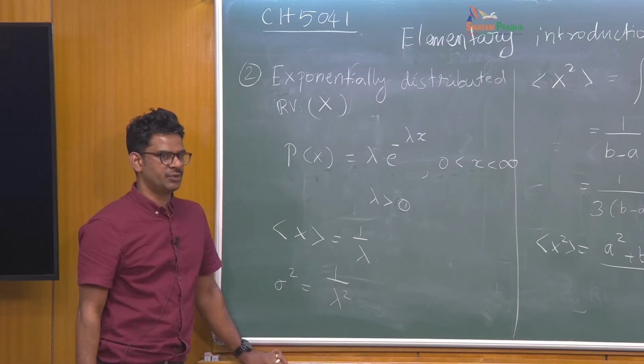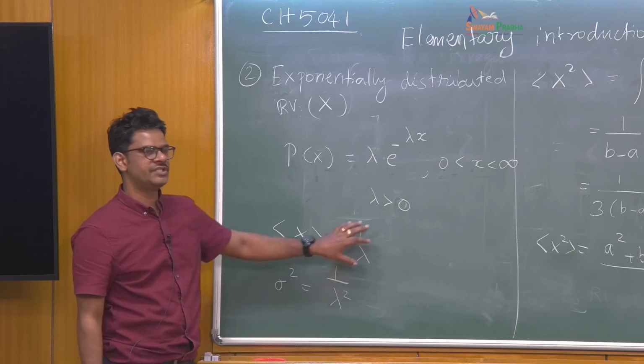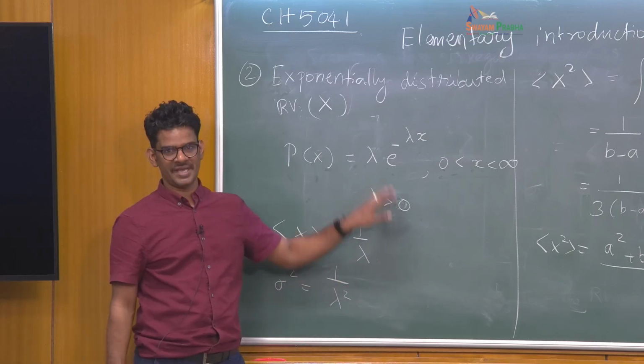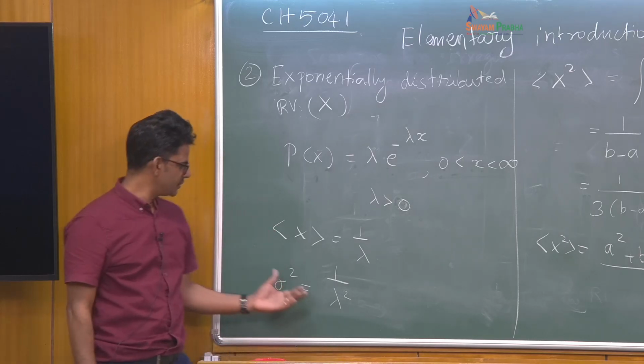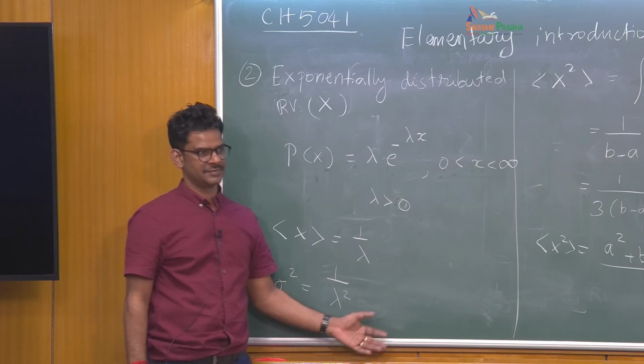So an exponentially distributed random variable has a unique feature that the mean and standard deviation are the same. Okay, the standard deviation is the square root of the variance, you will get 1 by lambda, and the mean and standard deviation are the same.